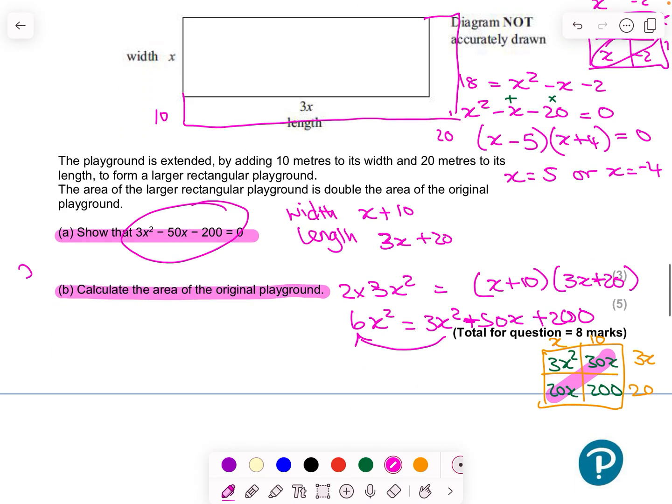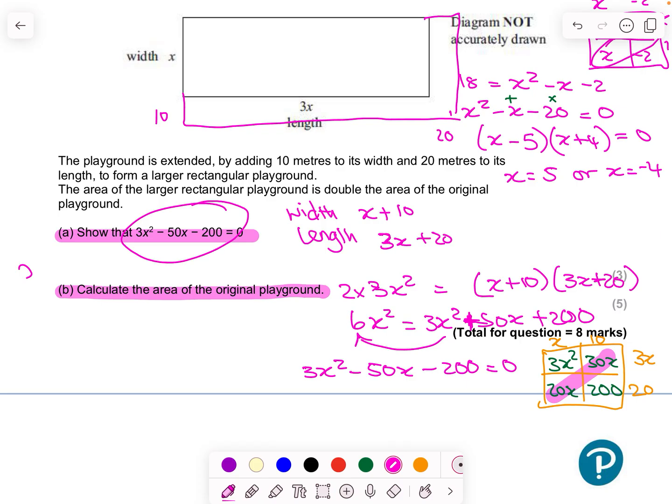So I'm going to take away 3x squared. So 6x squared take away 3x squared is just 3x squared. The plus 50x comes over and it becomes minus 50x. And the plus 200 comes over and it becomes minus 200 equals 0. And that's all you had to do for that one. And then it says calculate the area of the original playground.